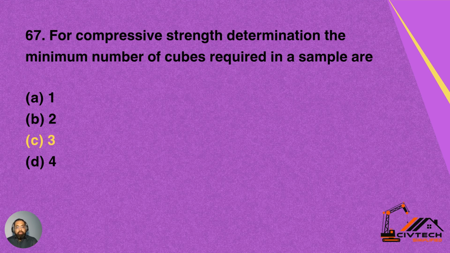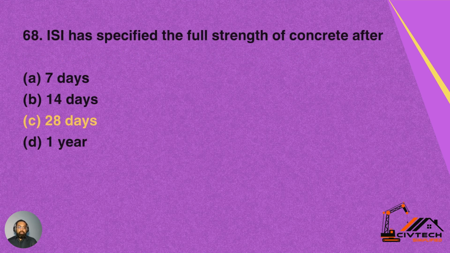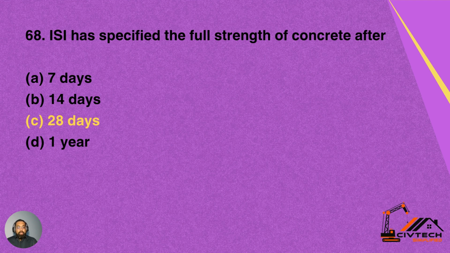67. For compressive strength determination, the minimum number of cubes or samples required are option A 1, option B 2, option C 3, option D 4. So how many samples or cubes should be tested to determine the compressive strength of any concrete? It should be 3 samples at least. Option C is the correct answer for this question.